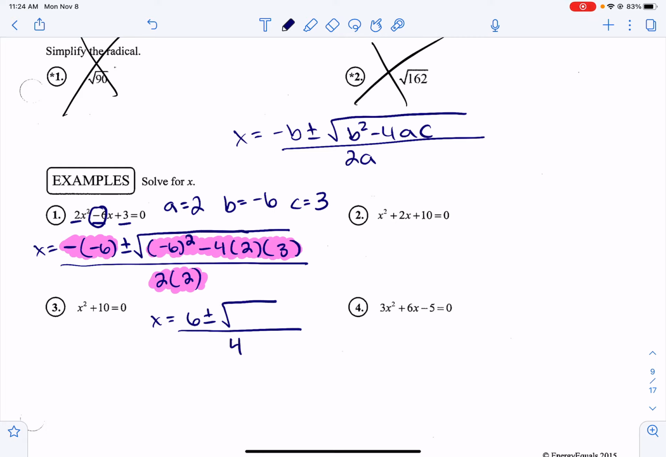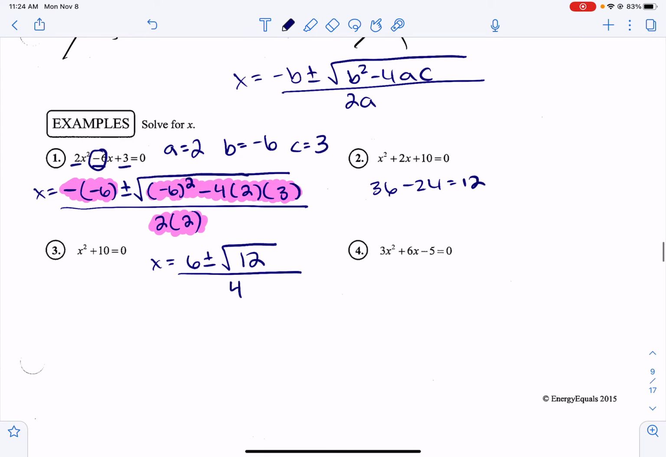Now the messy part, inside that square root. You can just plug that right into your calculator, or you can do it piece by piece. -6 squared is 36, minus 4 times 2 is 8. 8 times 3 is 24, so that's going to be -24, and I'm going to get 12. Or you plug it in your calculator, and it tells you 12. Notice that I still have a square root. I haven't plugged the square root in my calculator yet. I still have a square root in the problem.